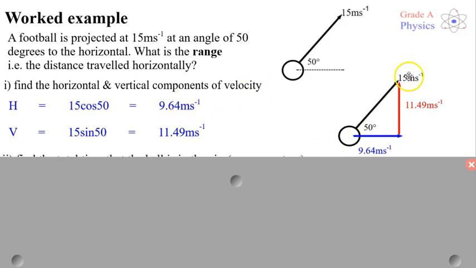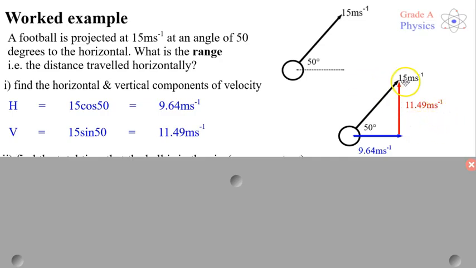So we can draw a little triangle here. We're going to use SUVAT as we've done in previous videos when we consider components. So the horizontal component is adjacent, so that's cosine, 15 cos 50, that will give you 9.64. The vertical is opposite, that's going to be sine, so 15 sine 50 will give you 11.49. So again, we've got the same color code, so blue is horizontal component, red is the initial vertical component.